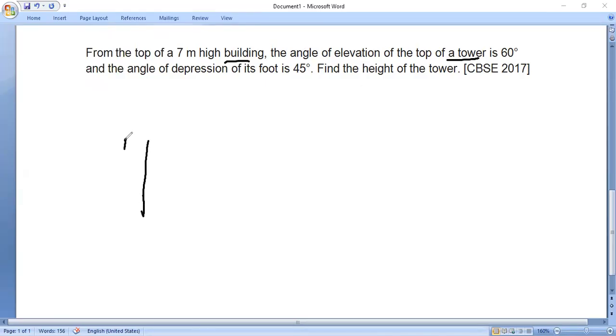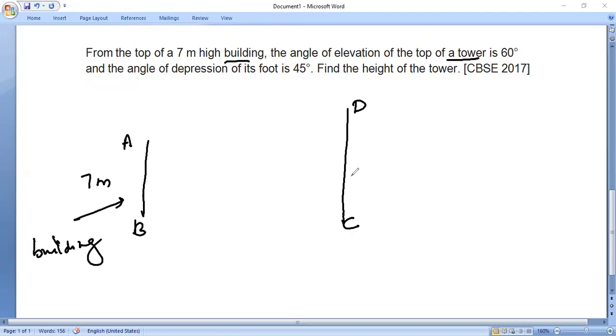I will draw a building out here. They say it's 7 meters in height. Suppose I'm going to draw another one. This is a tower here, and this is the building. The angle of elevation to the top of the tower: as you all know, the angle of elevation is between the line of sight and the horizontal line. This one is the angle of elevation.